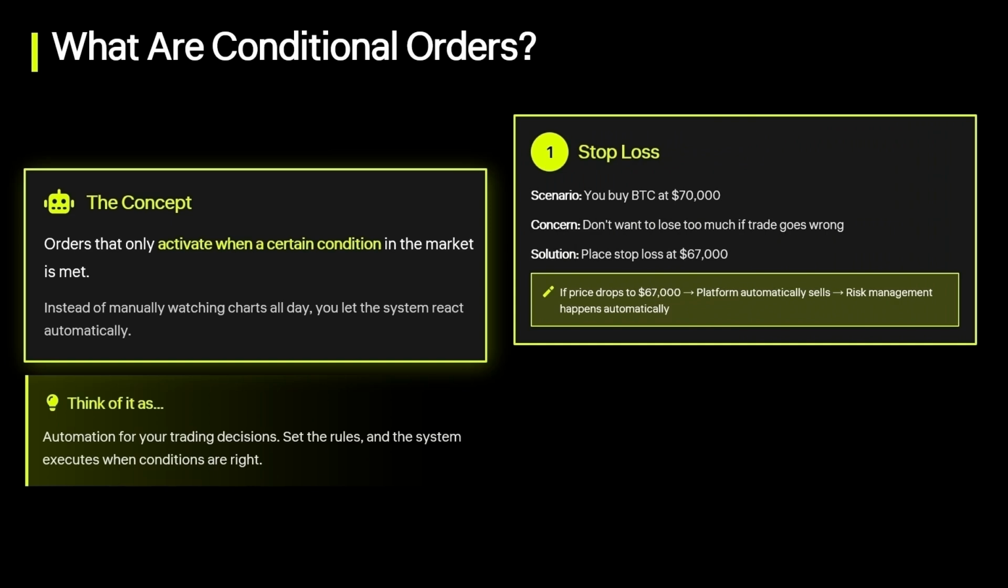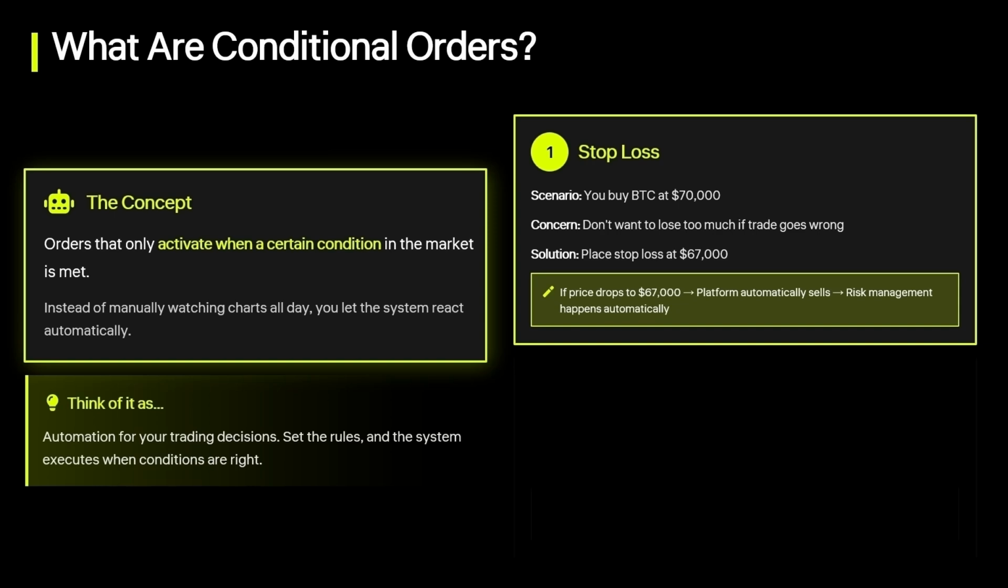So let's say you want to buy Bitcoin at $70,000, but you don't want to lose too much if the trade goes wrong. So you place a stop loss at $67,000. So if price drops to the $67,000 level, you will get out of the trade. So you have input this stop loss at $67,000. The platform will automatically sell for you when price touches this $67,000. And this is proper risk management. And it happens automatically. So your stop losses are conditional orders.